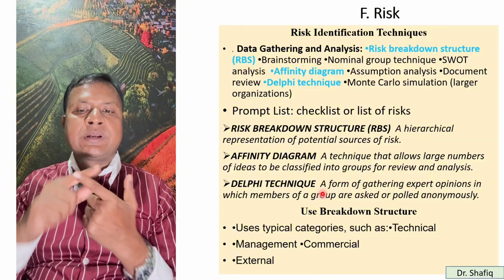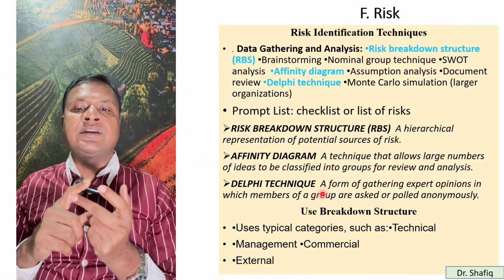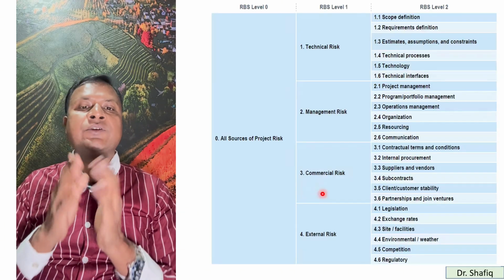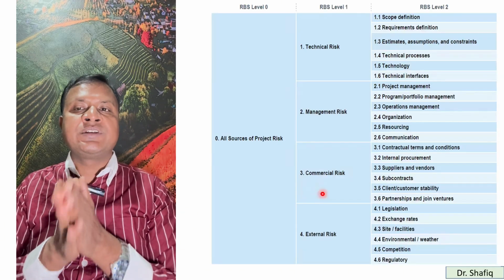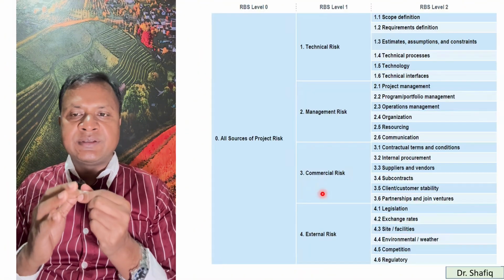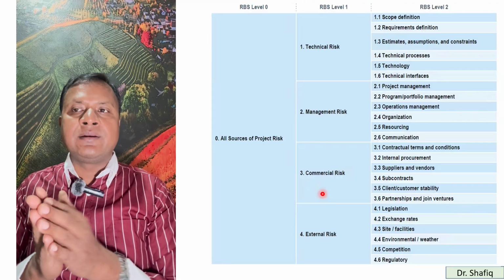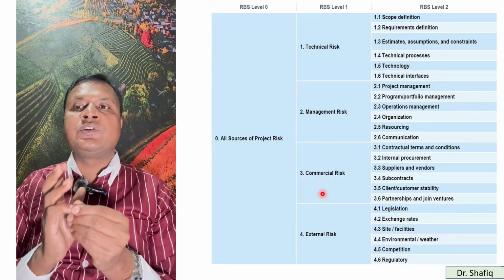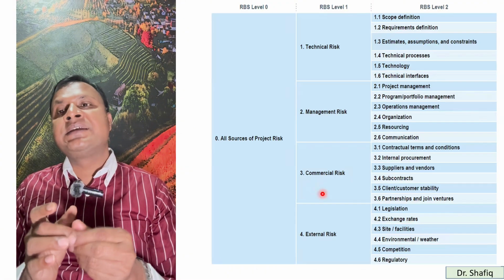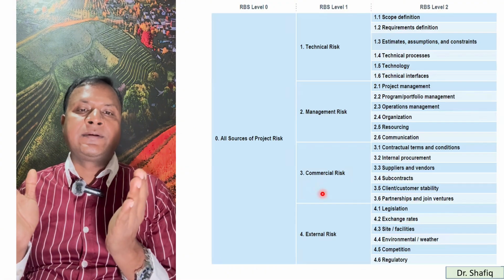So we can use a breakdown structure, with typical categories such as technical, management, commercial, external. For example, in this figure, you can divide all sources of project risk into many aspects like technical risk, management risk, or commercial risk. And each one you can divide again, like for the technical risk, you can divide into scope definition, requirement definition, estimates, technologies, technical interfaces, like that.